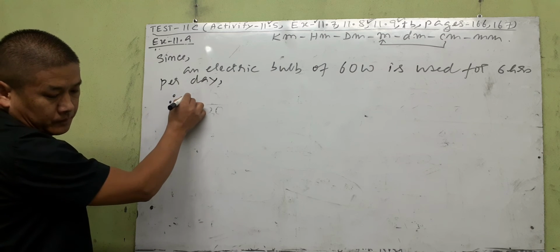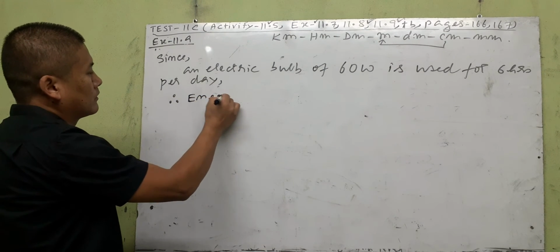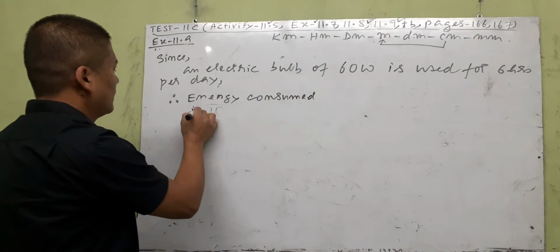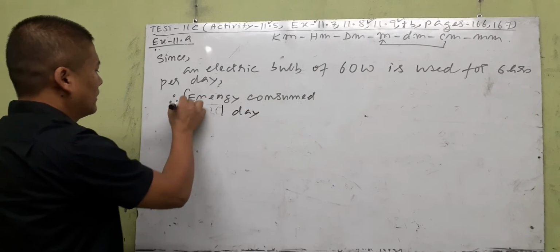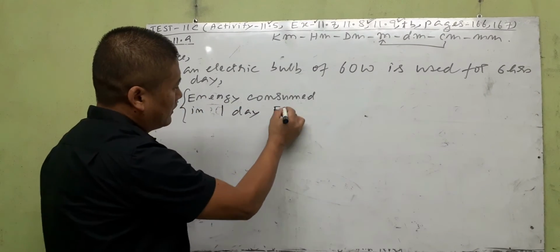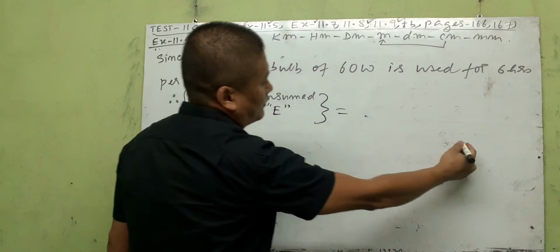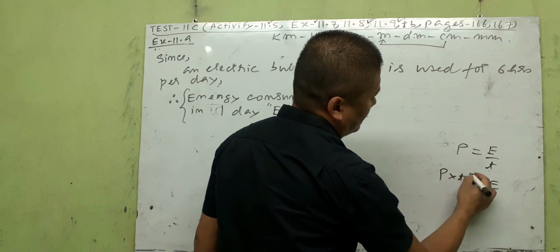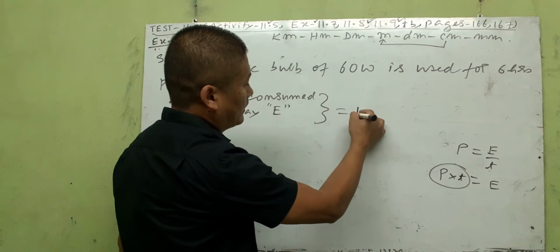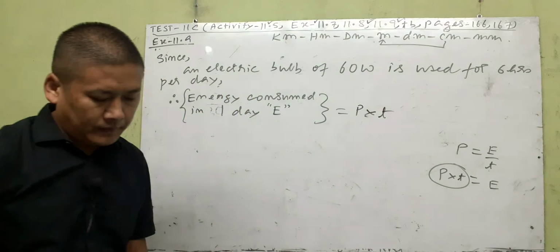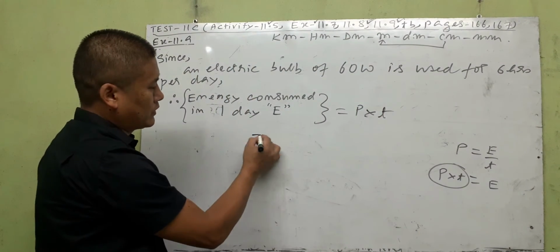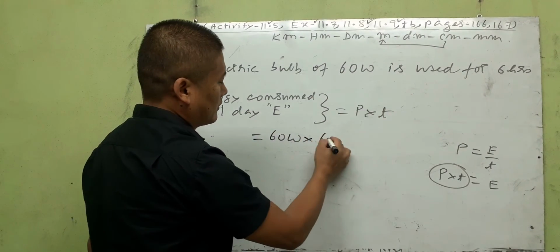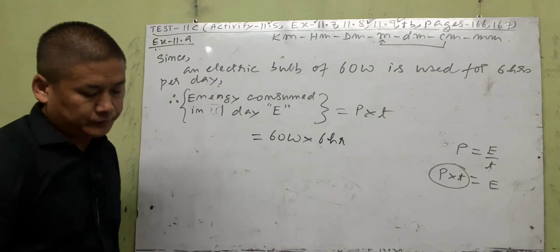Therefore, energy consumed in 1 day. Let us calculate this. Let us say E. We know that P is equal to W or E by T. So we know E will be P into T. E is P into T. Just write like that once. As we can see from the equation, P is here 60 watt. As you can see, watt is power. Time is here 6 hours. So let us write like that.